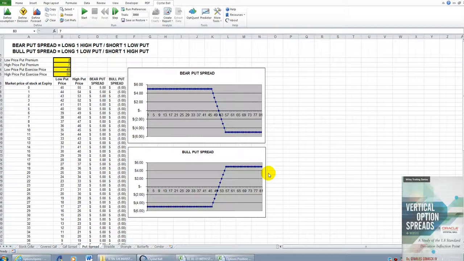On a bear put spread, which is right above, that's a debit spread. You pay for that, and what you're hoping is that the asset will go down and you make some money on the bear put spread. The payoff diagrams look just like what you see here.